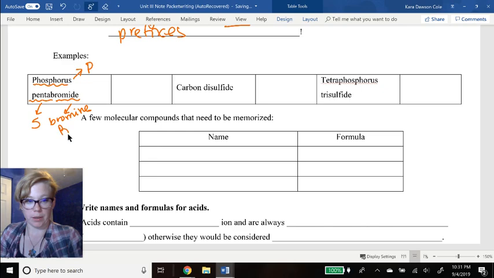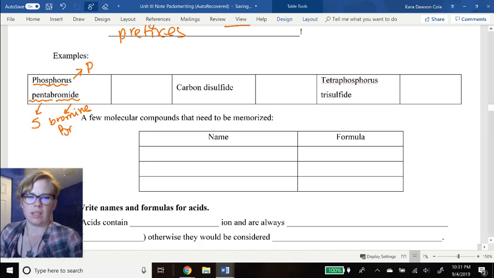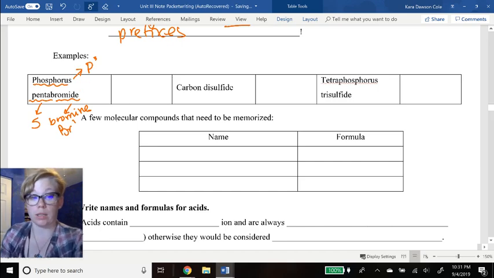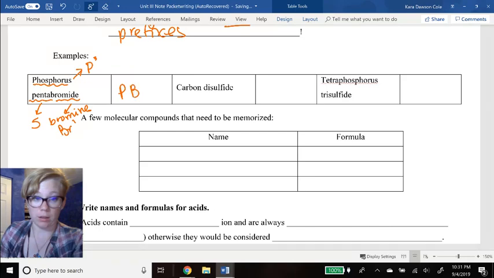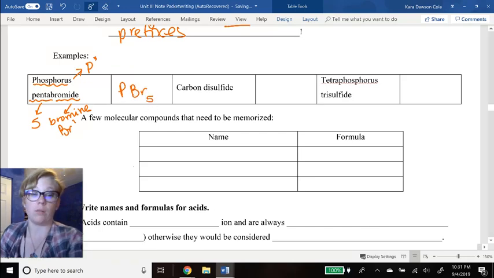Now bromine is Br. So again, this has a 3 charge and this has a 1 charge, but we're not looking at the charges here. We're just looking at the prefixes, right? So P. Now I only have one of these because I've written the name phosphorus, but I don't have a prefix in front of it. So I only have one. Penta means that I have 5 bromine. So then I'm going to do Br, and the 5 is going to go on the bottom. So PBr5.